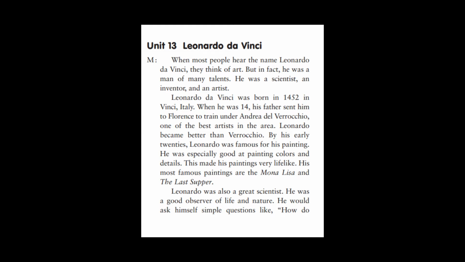When he was 14, his father sent him to Florence to train under Andrea del Verrocchio, one of the best artists in the area. Leonardo became better than Verrocchio. By his early 20s, Leonardo was famous for his painting. He was especially good at painting colors and details. This made his paintings very lifelike. His most famous paintings are the Mona Lisa and the Last Supper.